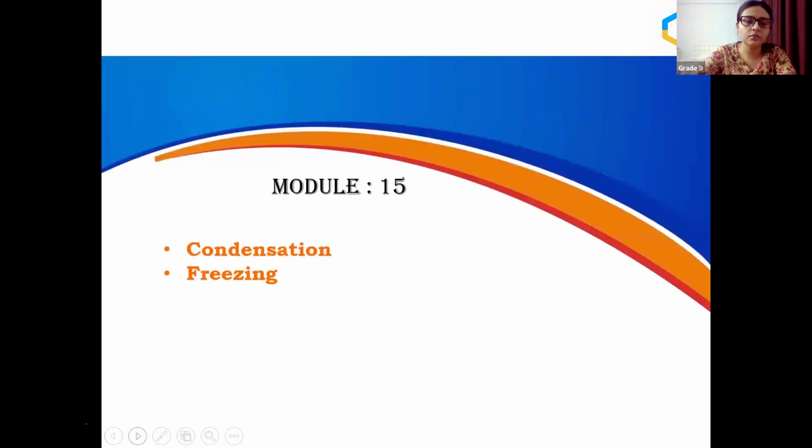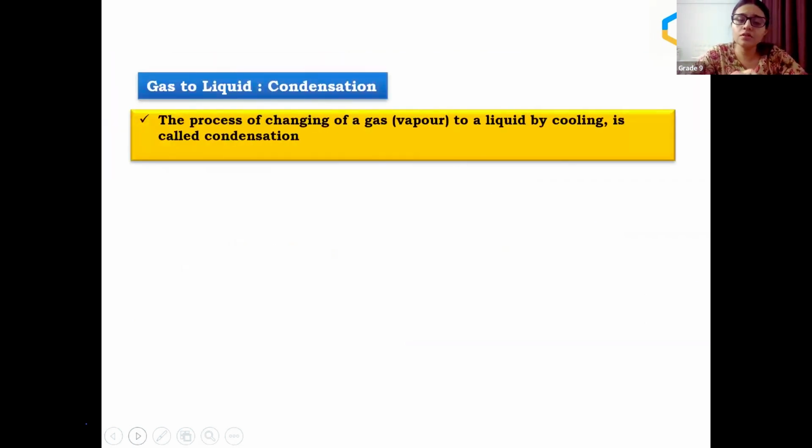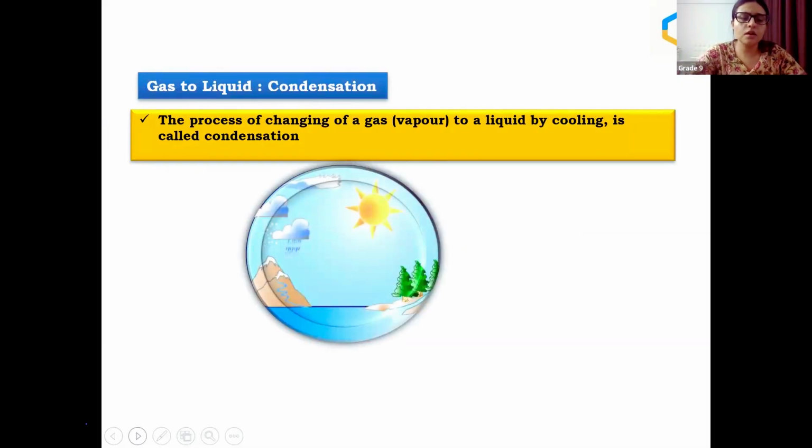This we have covered. Now the next one is condensation or freezing. Gas to liquid. The process of changing a gas to a liquid by cooling is called condensation. There is nothing much to learn about condensation.